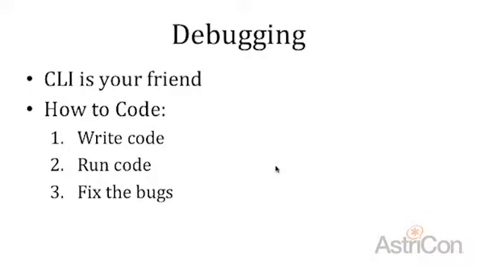So like I said, the CLI is your friend, and this is basically how to code, right? How do I code? Well, write some code, run the code, fix the bugs. Step by step is how to write some code. The idea would be, the CLI is where you want to change your code.